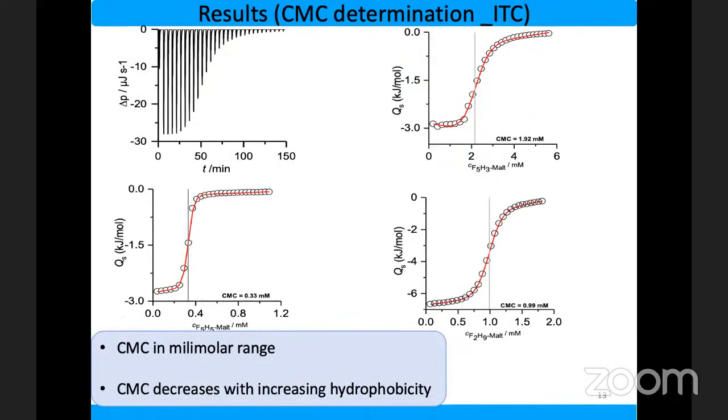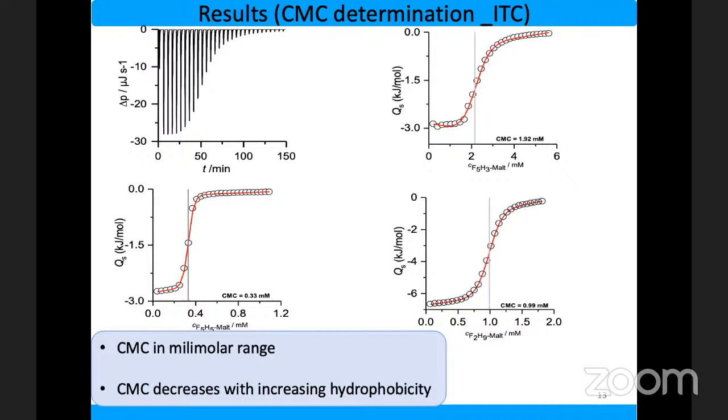So the first is CMC determination, because in solubilizing the embedded integral membrane protein, you need to have a compound that will form a micelle, because it's only a micelle that is quite hydrophobic that will extract it. So first we have to determine the critical micellar concentration of this compound that we have synthesized.